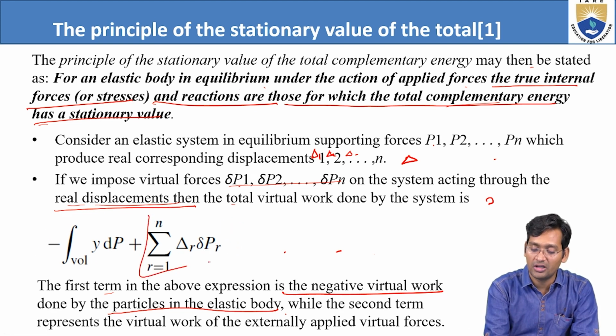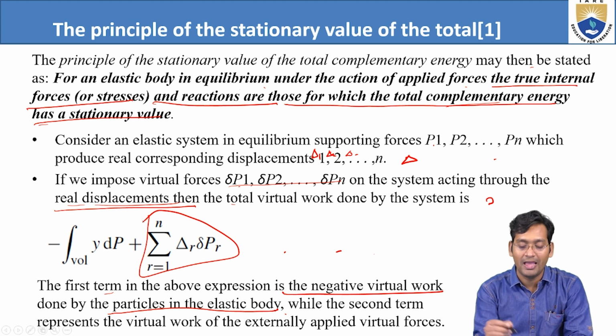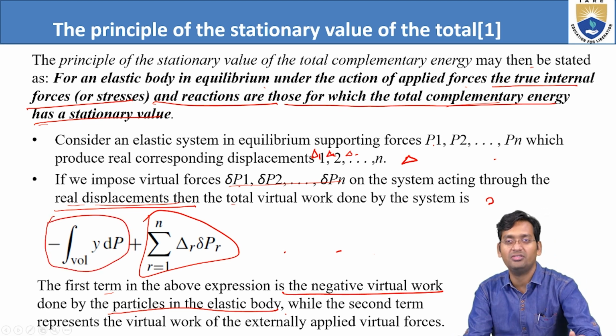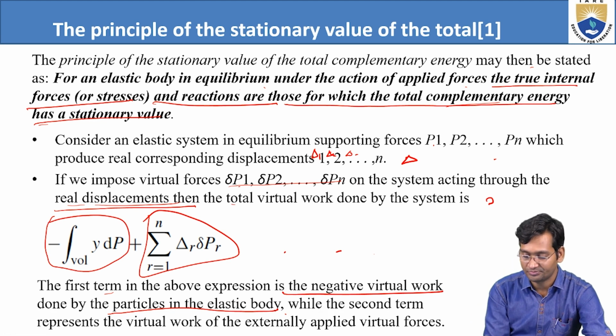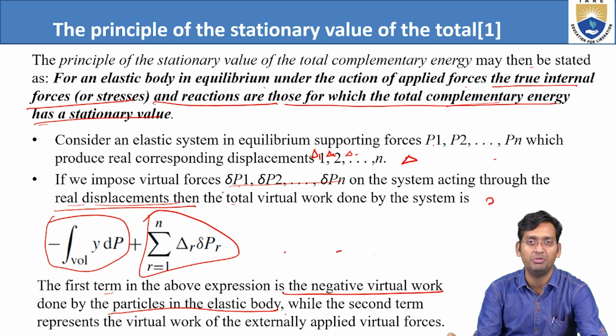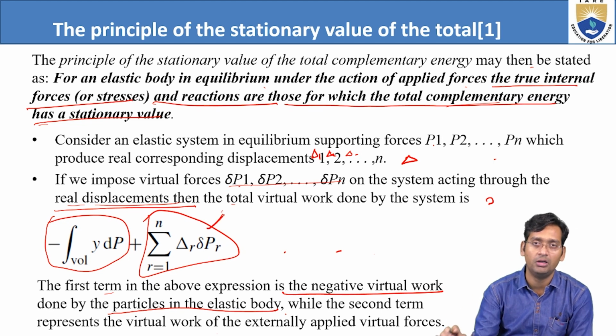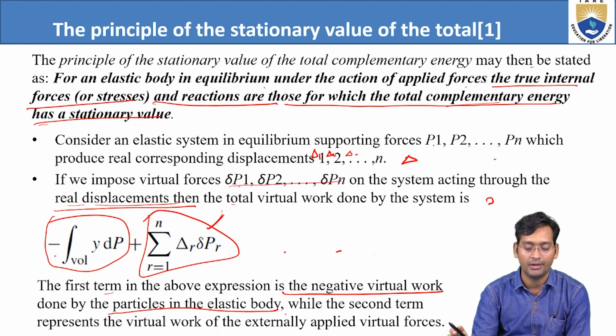So this is work done because of the external force, and this is work done because of the internal force, because of which the body is in equilibrium. While the second term represents the virtual work done by the externally applied virtual forces. So we are applying delta P1, delta P2, and so on as virtual forces. This is virtual work done externally, this is internally.